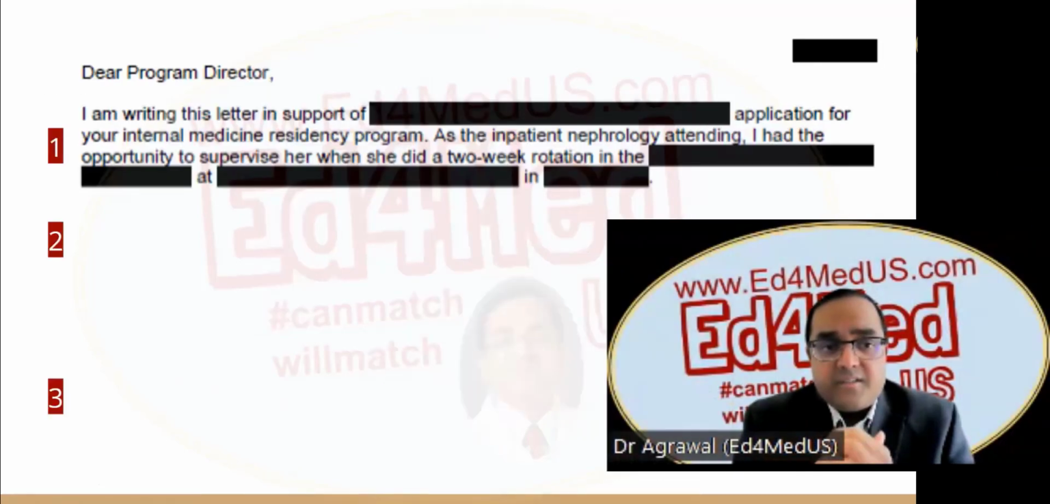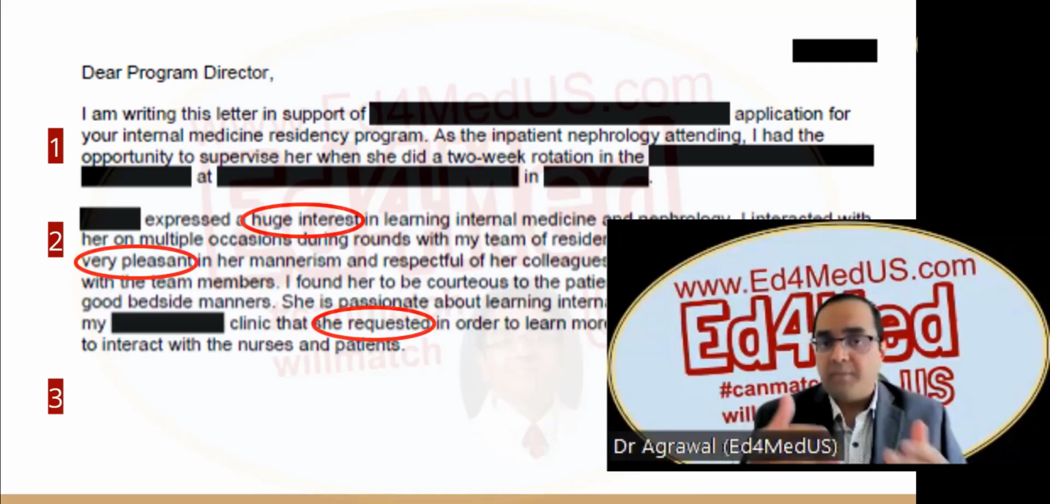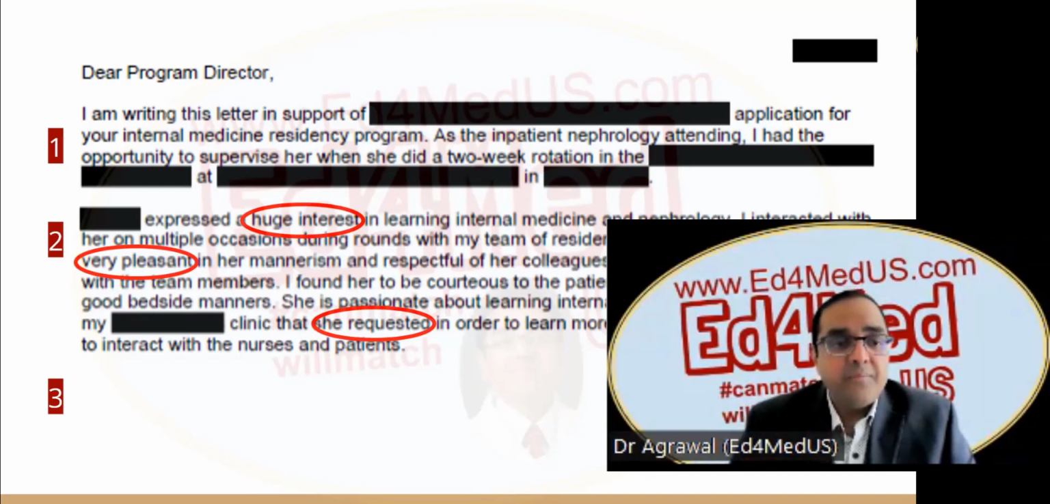So this is a letter that I wrote. I'm writing this letter in support of so-and-so's application for your internal medicine program. So you're seeing I'm specifying the specialty. As inpatient nephrology attending, I got the opportunity to supervise her on a 2-week rotation. It's always nice to set the stage by telling the program director what was the affiliation or association between the letter writer and the student. In what professional capacity does the letter writer know the student? That's why I like to start my letter with this paragraph.